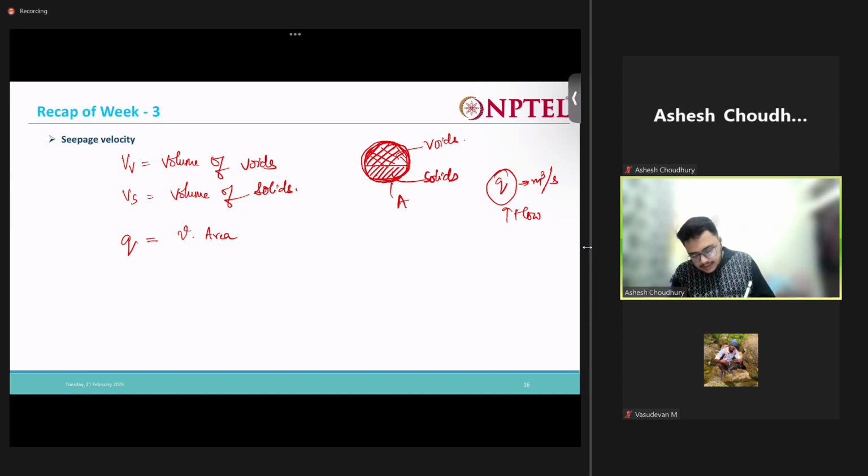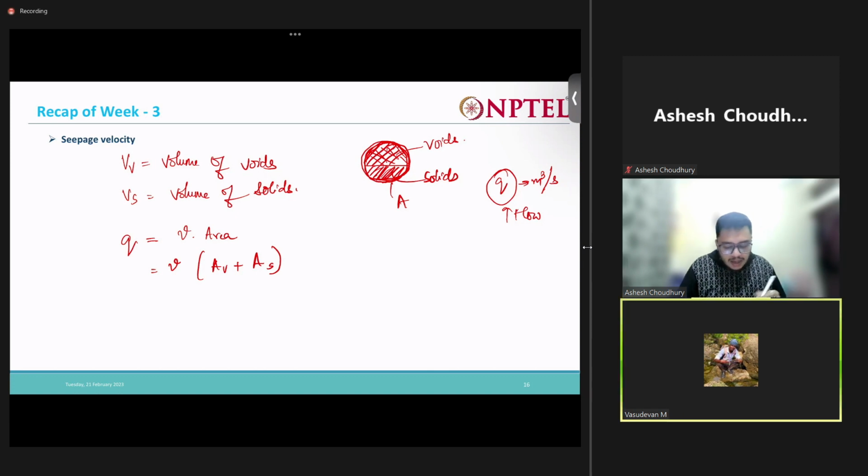Now this area is formed by my area of voids plus my area of soil solids. These are the constituents of my area, right? Now if you see the flow that is occurring, is it occurring through the total area? No, right? My flow is actually occurring only through the voids. Yes or no?